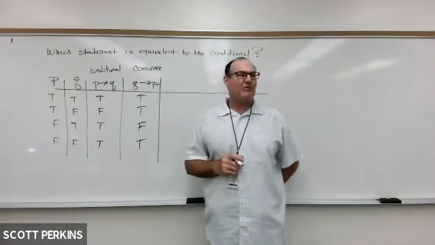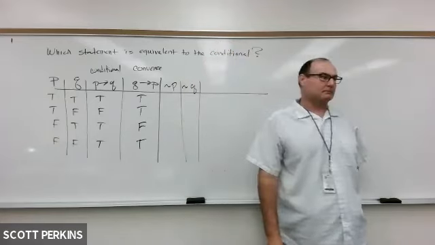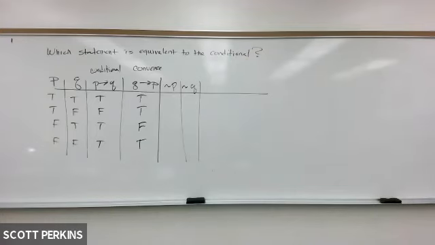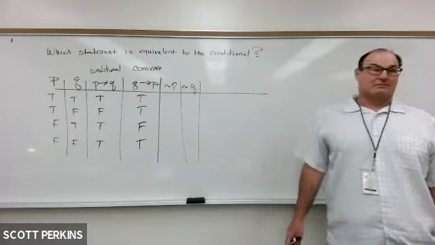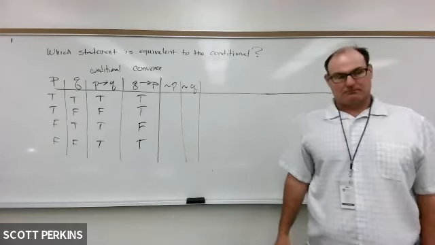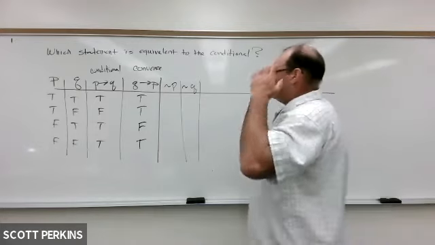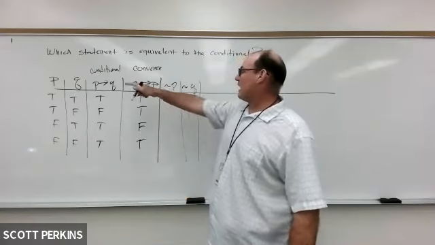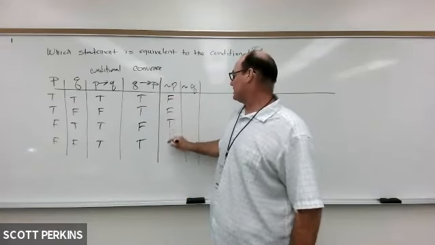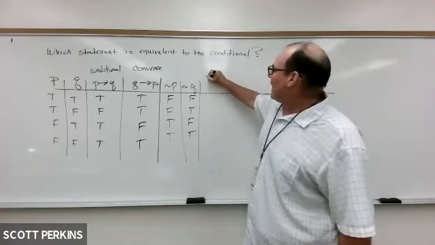So in preparation for the inverse and the contrapositive, do a column real quick for me for squiggly P and squiggly Q. The negation just changes our truth values. So instead of the P column being TTFF, it's going to be FFTT. Squiggly Q is going to be FTFT. There we go.